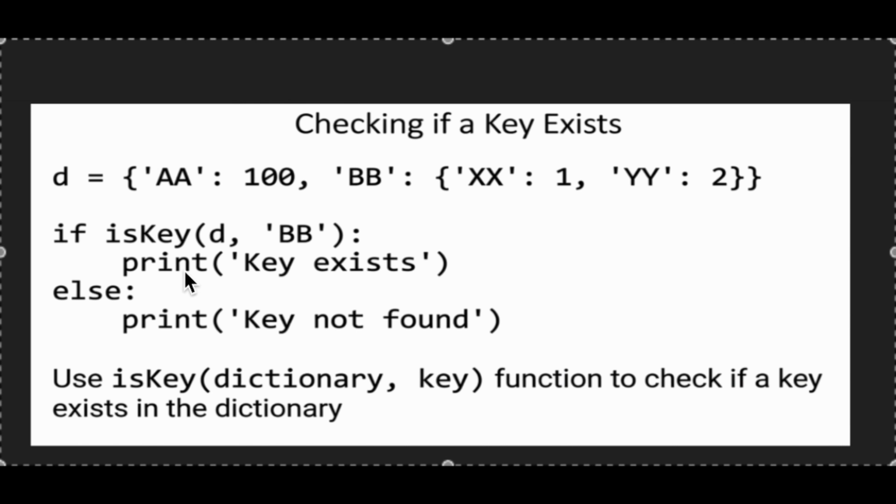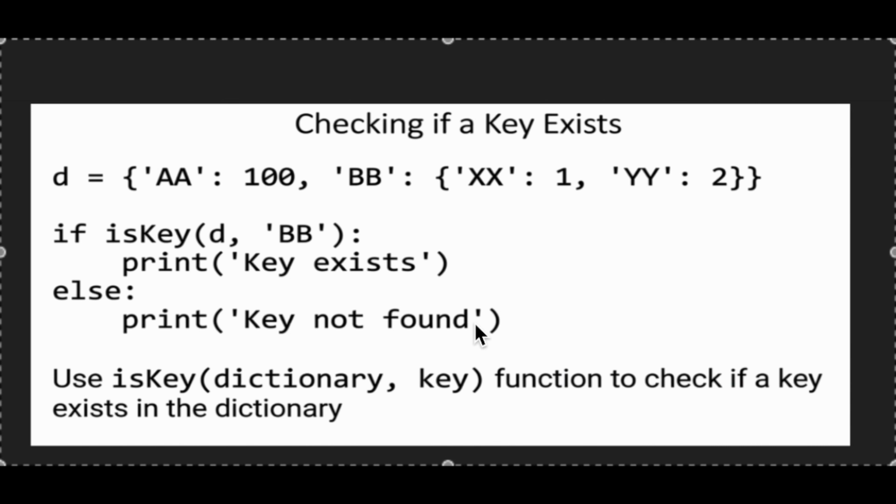And this line is like a detective, and it goes to the dictionary D and asks, do you have a key named BB? Since BB is right there in our data, the answer is true. So it will print key exists. Because the answer is true, the code follows the first path and prints key exists. But suppose we had asked for a key that isn't there, like CC, the code would jump down to the else section and print key not found.